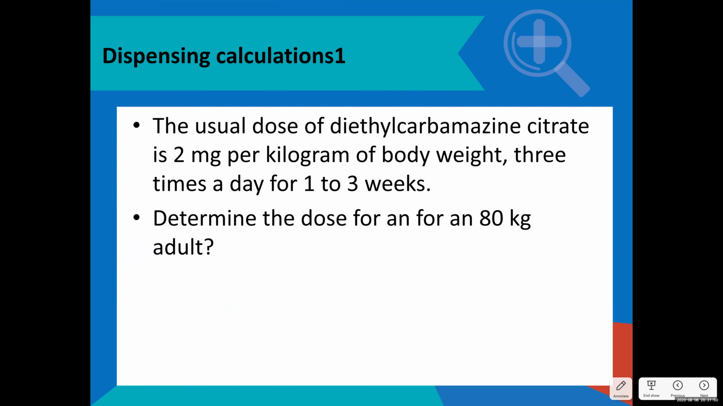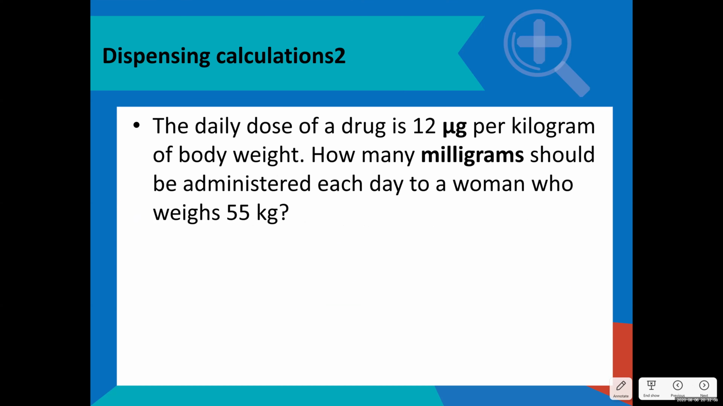You have a question, ma'am? Not really, but how we normally calculate it is also another way. I don't know if it's difficult or what. I would just say 12 divided by 1,000, and it will give me 0.012. And then that 0.012, I will multiply it by 55.